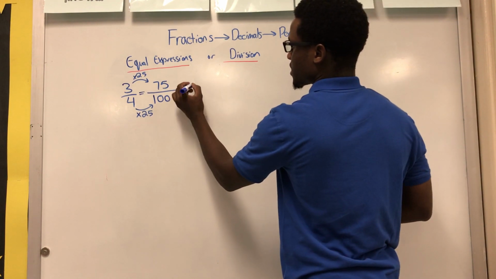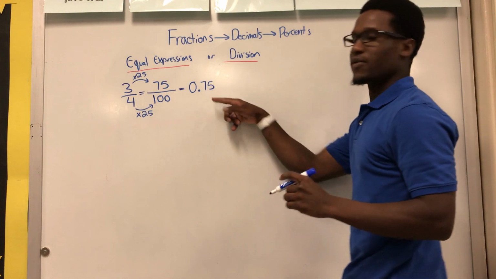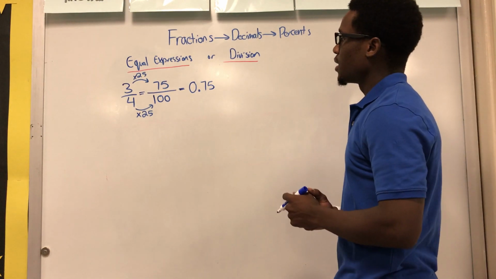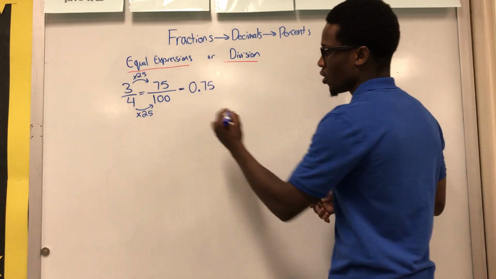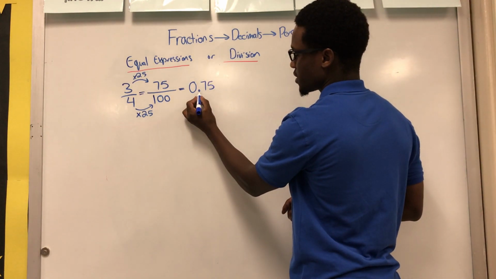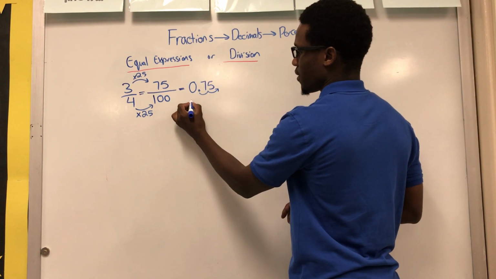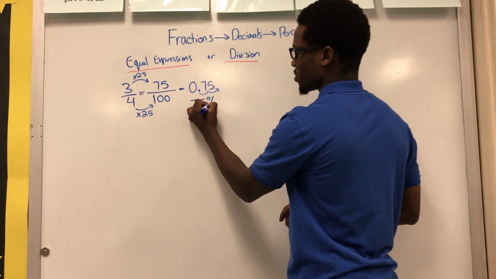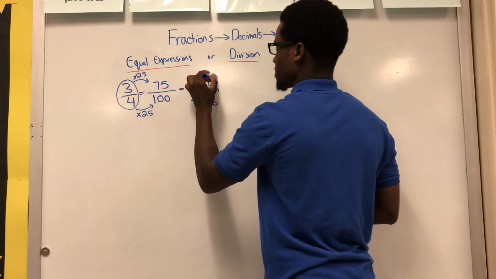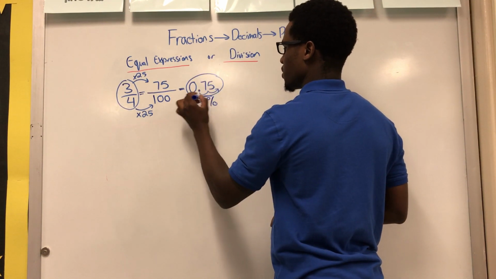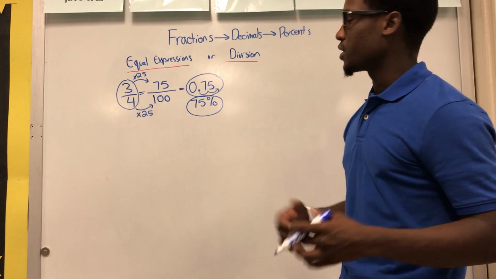So in terms of a decimal, it is 0.75, 75 hundredths. Now, to turn this into a percent, all I need to do is take this number and move the decimal place 2 times. Now I'm at 75%. So here's my fraction, my decimal, and my percent will be right under that. Now, let's try another example.